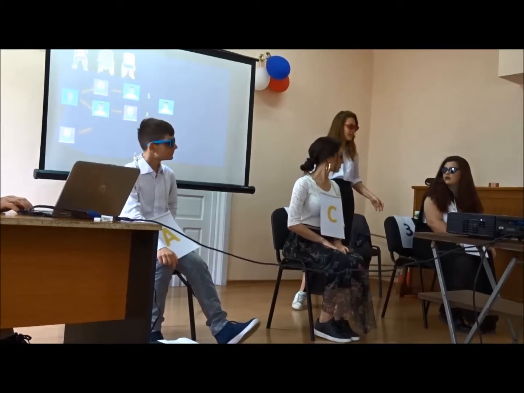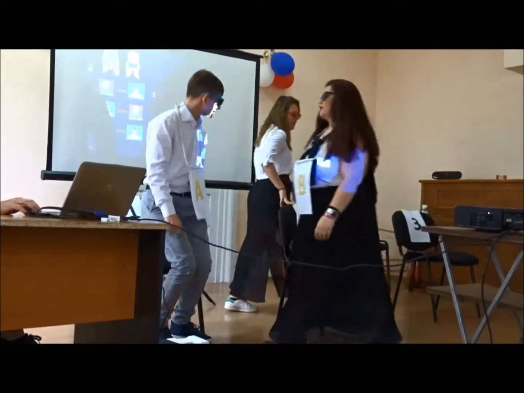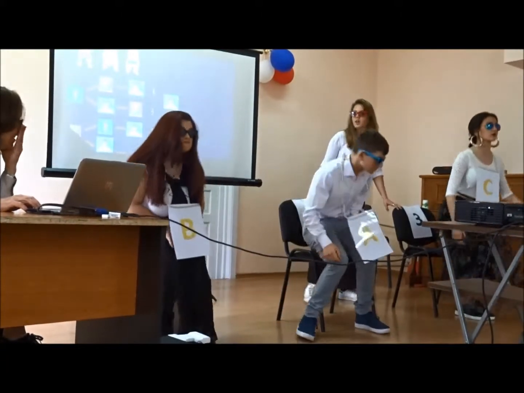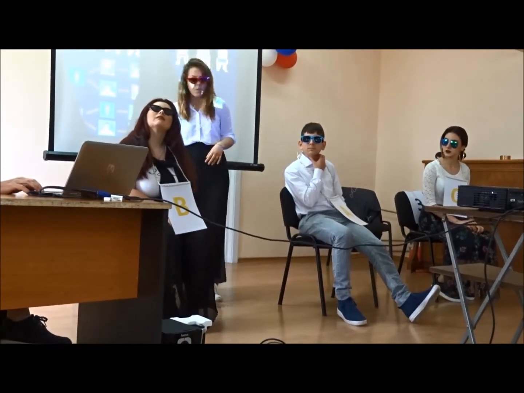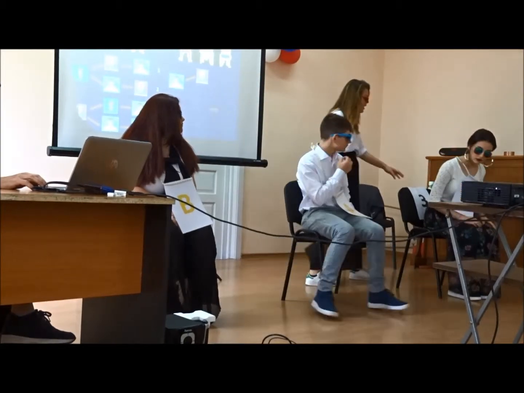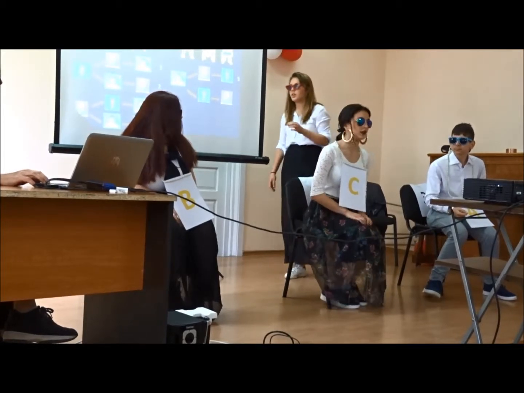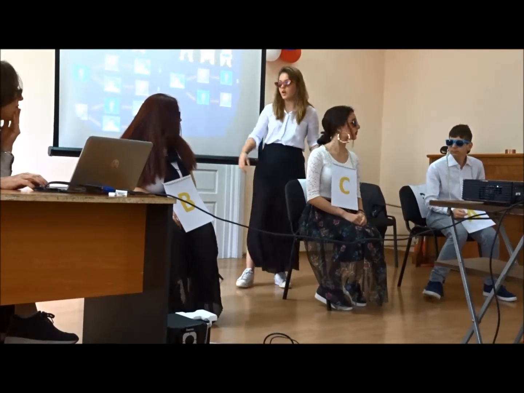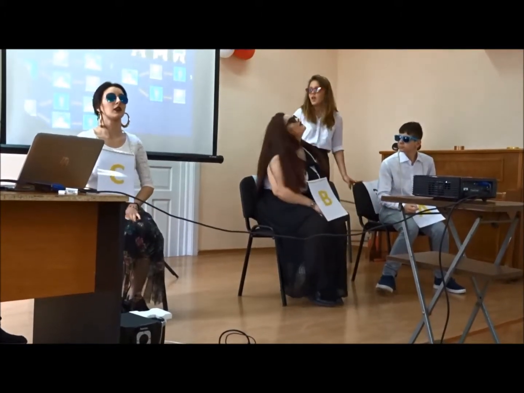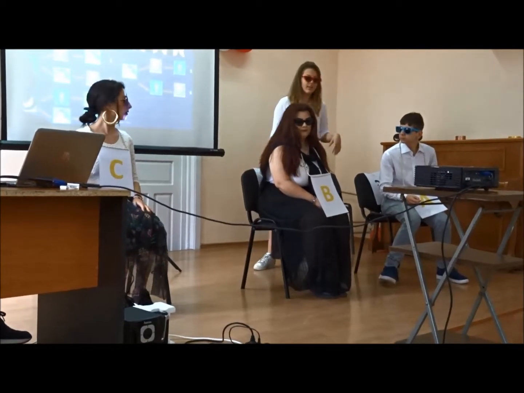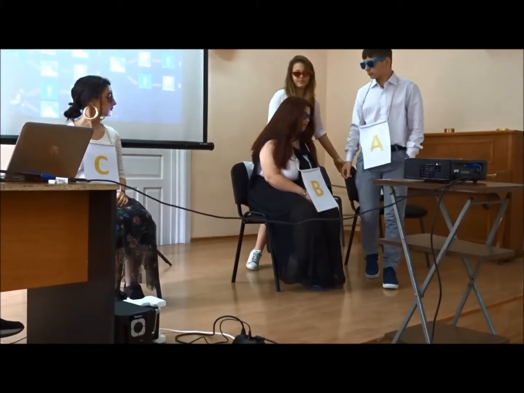The third possibility is letter B sits on chair number 1, letter A sits on chair number 2, and letter C sits on chair number 3. The fourth possibility is letter B on chair number 1, letter A on chair number 3, and letter C on chair number 2. The fifth is letter C on 1, letter B on 2, and letter A on 3. The last is letter C on 1, letter A on 2, and letter B on 3.